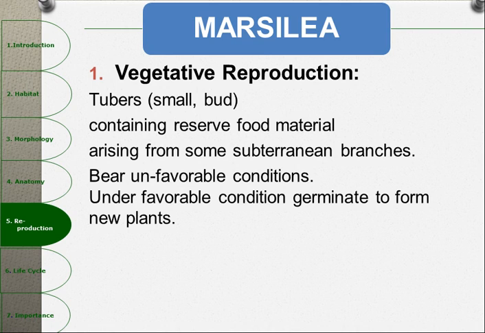In the vegetative type of reproduction, it produces some tubers. These are small bud-like outgrowths that contain reserve food material, and they always arise from the subterranean part, that is the rhizome, that grows beneath the soil. It bears unfavorable conditions, and when favorable conditions arrive, it germinates into a new plant.